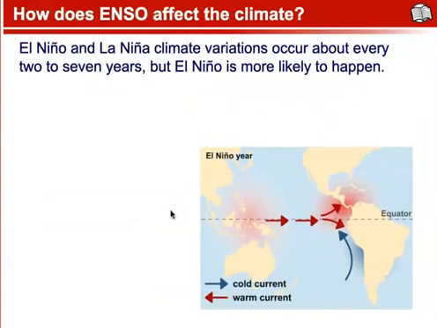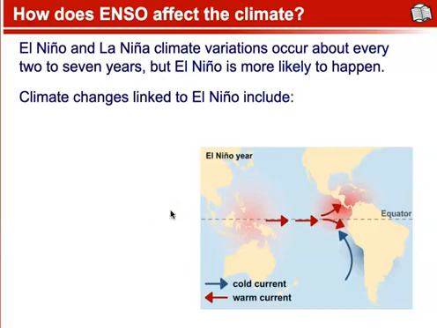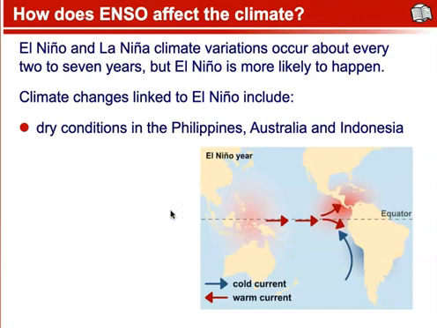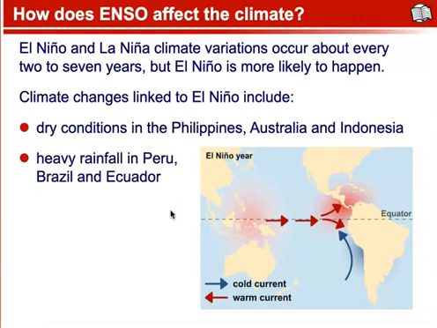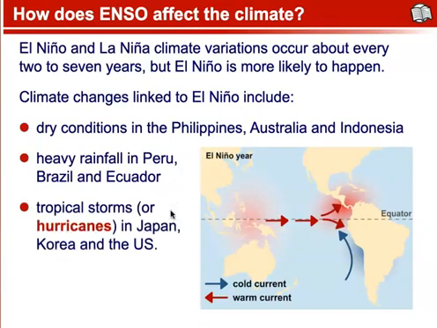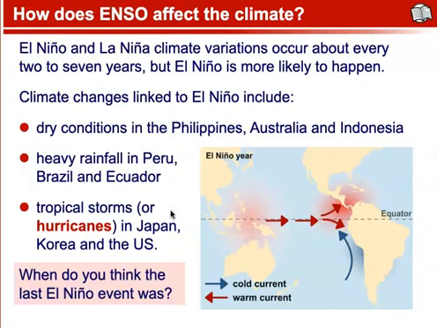So how does El Niño Southern Oscillation affect the climate? El Niño and La Niña climate variations occur about every 2 to 7 years, but El Niño is more likely to happen. Climate changes linked to El Niño include dry conditions in the Philippines, Australia, and Indonesia, heavy rainfall in Peru, Brazil, and Ecuador, and tropical storms or hurricanes in Japan, Korea, and the US. So when do you think the last El Niño event was?